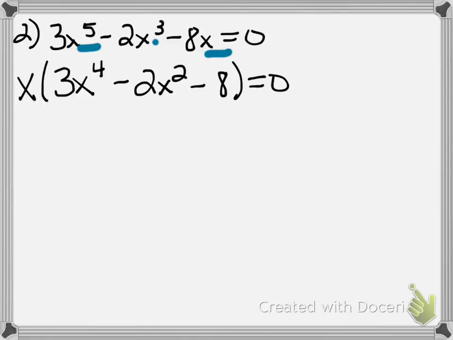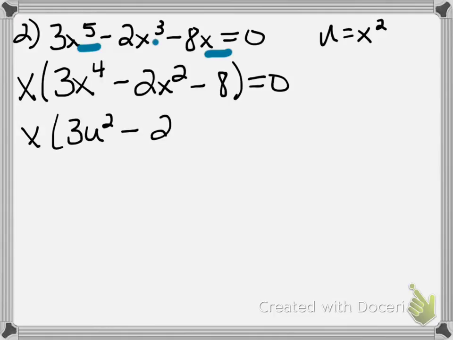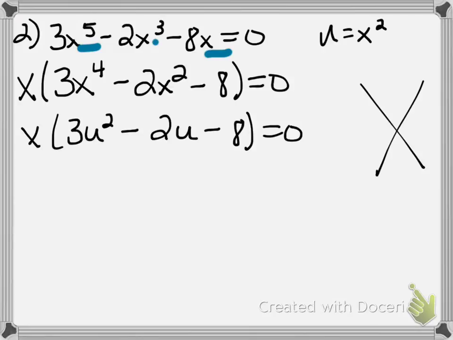So now I'm going to make my substitution. u equals x squared. And so now I'm going to substitute. So this is x times (3u squared minus 2u minus 8) equals 0. Now I'm going to do my big ol' x method. So here I have -2. Here I have -24. So I have -6 and +4.